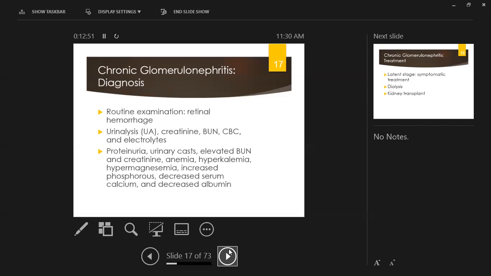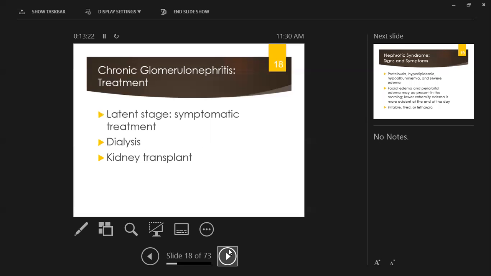Urinalysis, creatinine, BUN, CBC, and electrolytes will also be checked to check for potential pathological causes. Additionally, the function of the kidneys and how well they're doing, and see how that's impacting reabsorption and fluid and electrolyte balance. Proteinuria, urinary casts, elevated BUN and creatinine, anemia, hyperkalemia, hypermagnesemia, increased phosphorus, decreased serum calcium, and decreased albumin are noted with chronic glomerulonephritis. So lots of lab work.